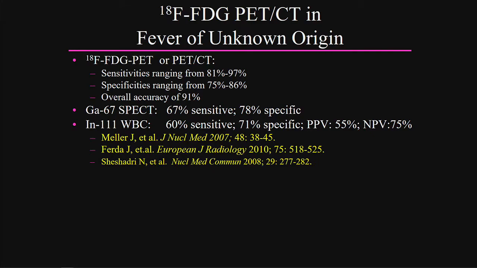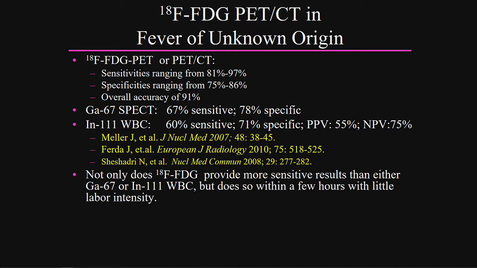What about fluorine-18 FDG PET or PET-CT? Well, sensitivities have been reported ranging between 81 and 97% with high specificities and a very high overall accuracy compared to gallium-67 SPECT or indium-labeled white cells. Furthermore, FDG provides more sensitive information than either gallium or indium, and also does so within a few hours, with little labor intensity compared to those other modalities.